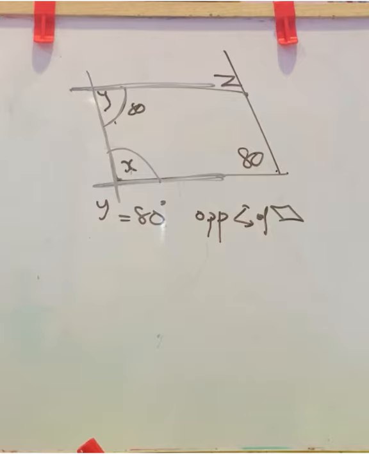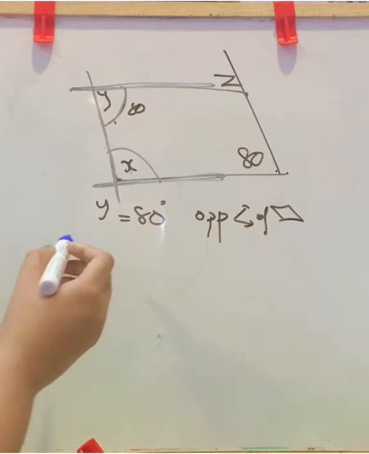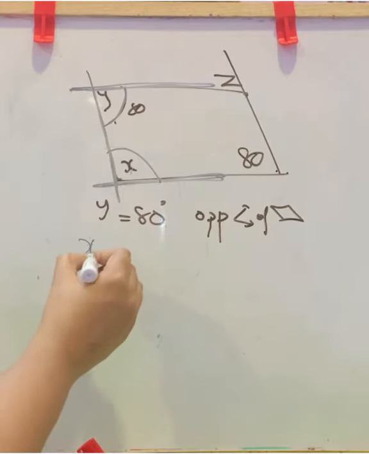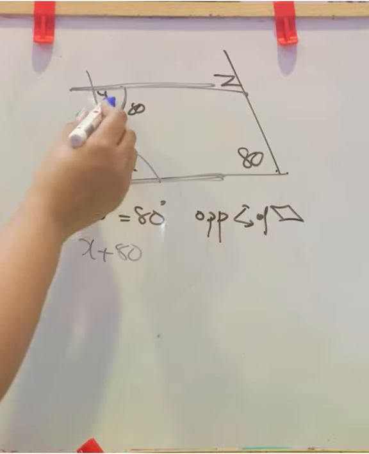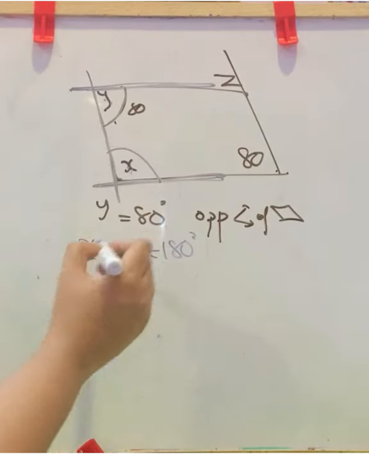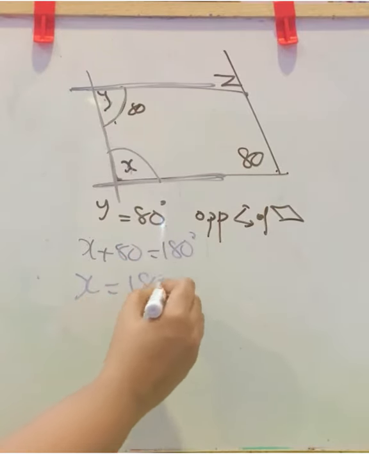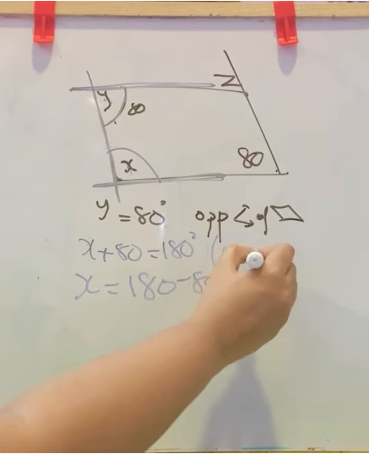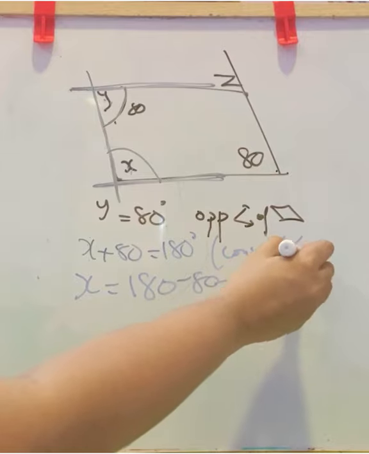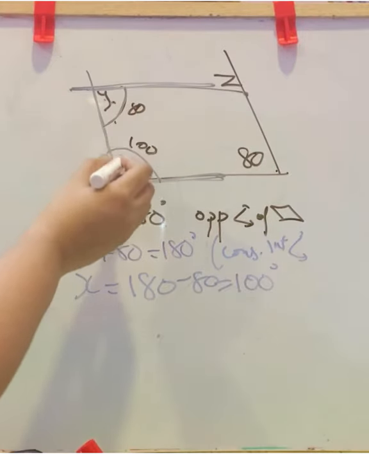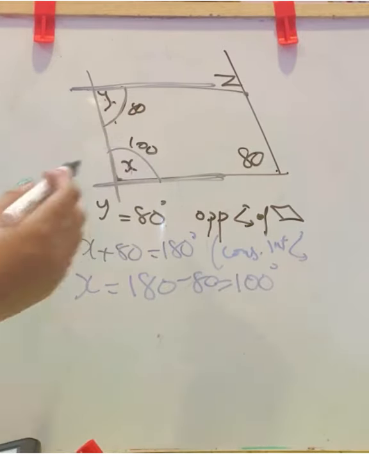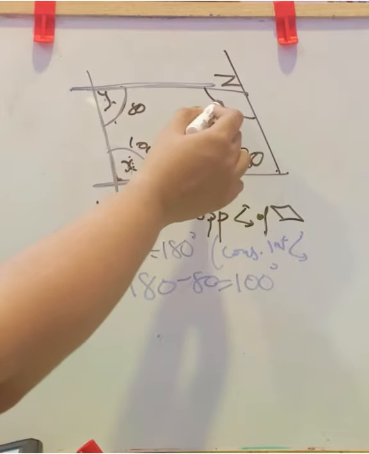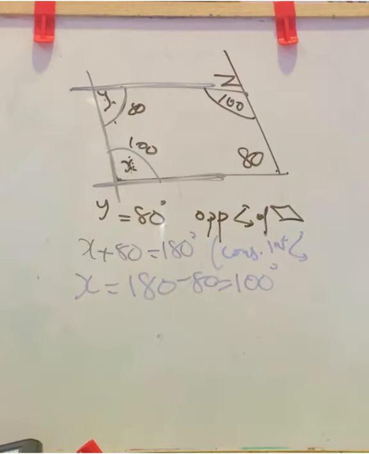So you will say it is consecutive interior angles, and the sum of consecutive interior angles is 180. So x plus this 80, you will have 180. So x is equal to 180 minus 80, 100. That is consecutive interior angles. So x is 100. If this is 100, you can say this opposite angle of a parallelogram is 100.